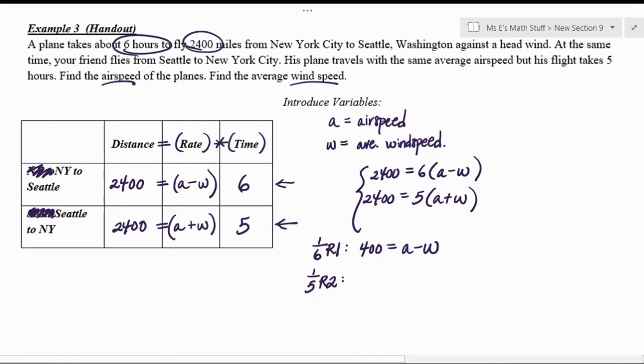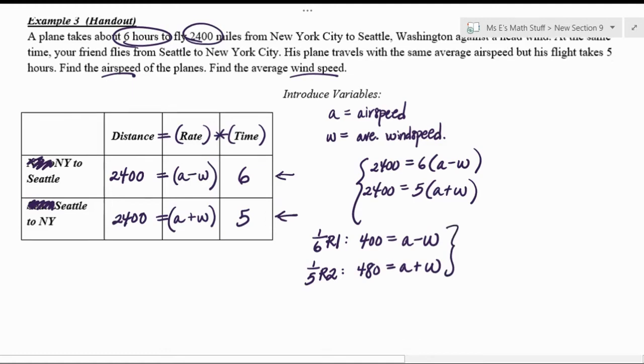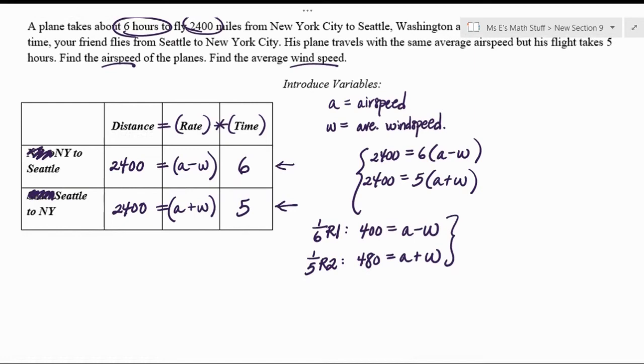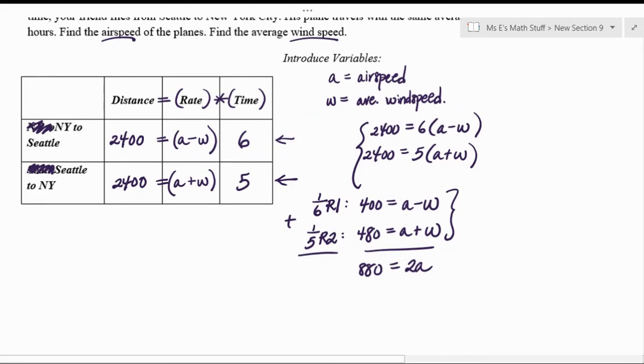Let's see, 5 would go into 2,400 how many times? 480 times, I think. And then on the right side, we'd have A plus W. And so this system of equations is equivalent to the one that we started out with. And now I would just add the rows together because I'd get the W's to cancel out. So if you add these two together, we'd have 880, and on the right side, you just have 2A. Then divide both sides by 2, and you get that the average airspeed would have been 440 miles per hour. And then you could back substitute to anywhere that makes sense to you.